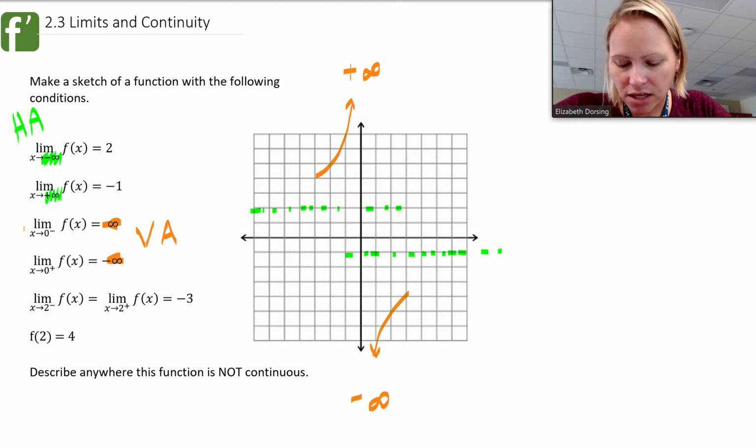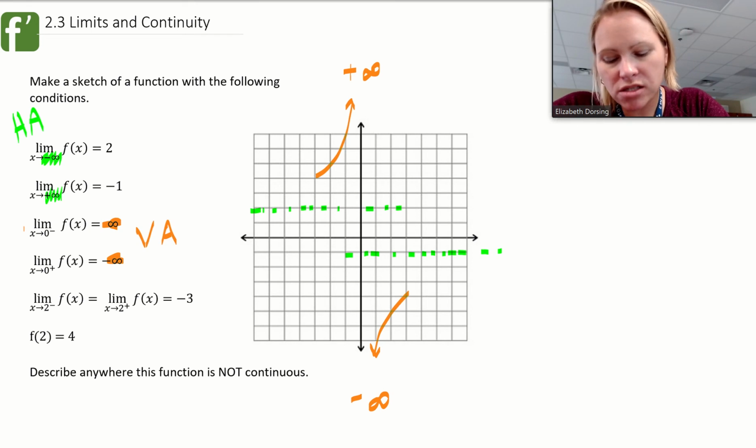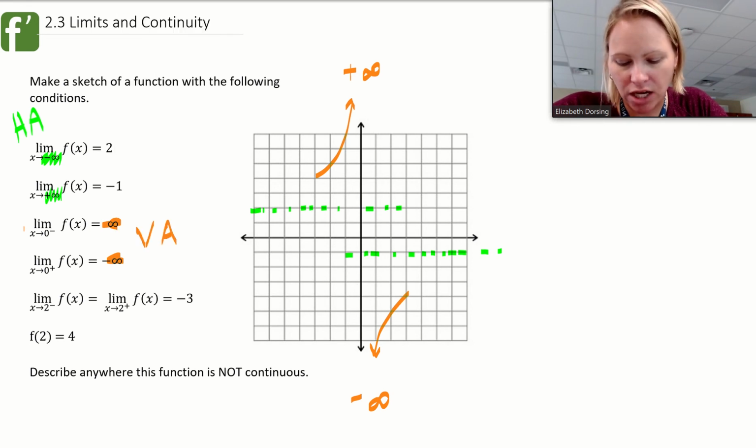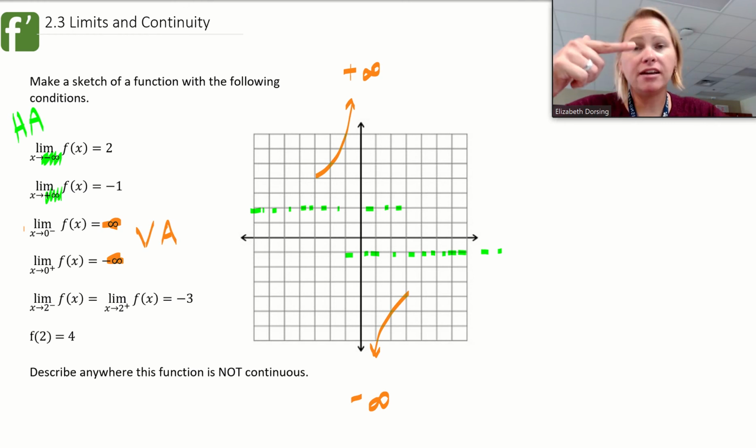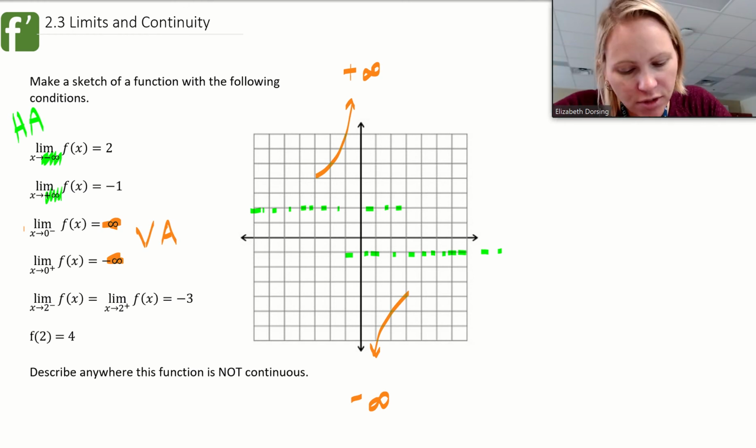Now, this next one says the limit as x approaches 2 from the left is the same as the limit approaching 2 from the right, and it's -3. So this tells me that the limit approaching 2 from the left and from the right is -3. So I'm going to go over here. This is kind of tricky. At 2, -3, I'm going to have something there, and it's going to be a connected graph like that.